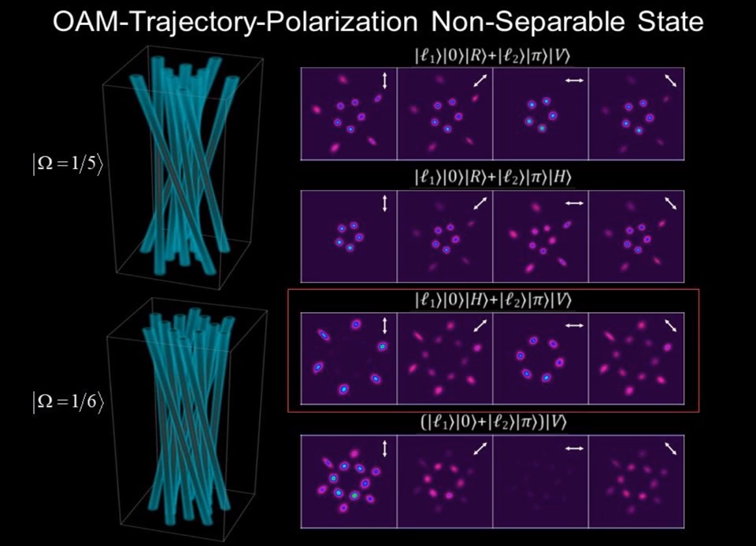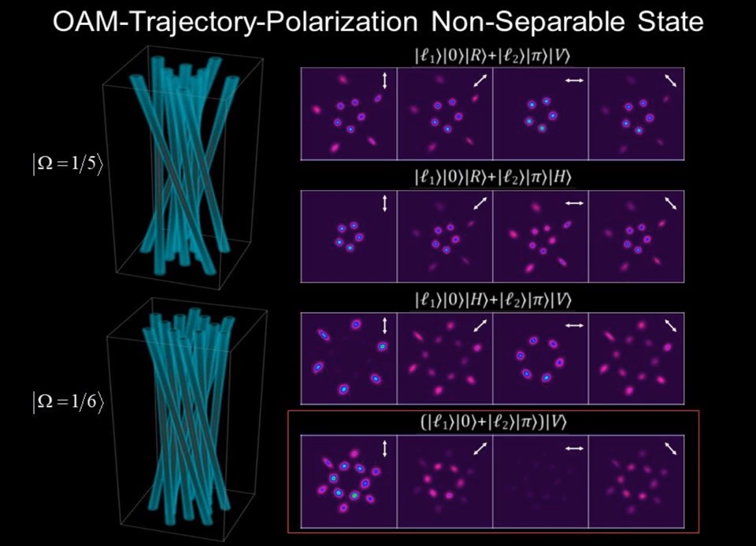We also show the result of a scalar beam. The inner trajectory and the outer trajectory are both vertical linear polarization.